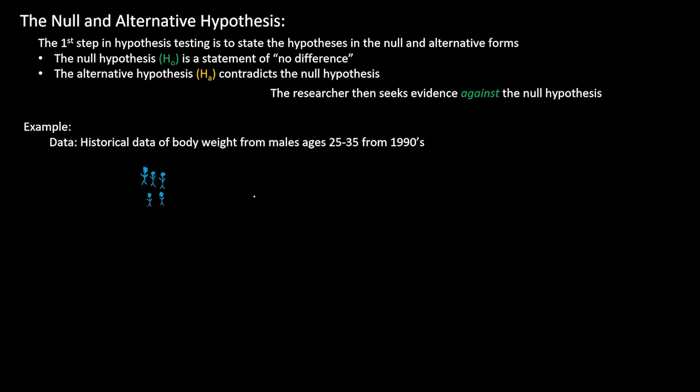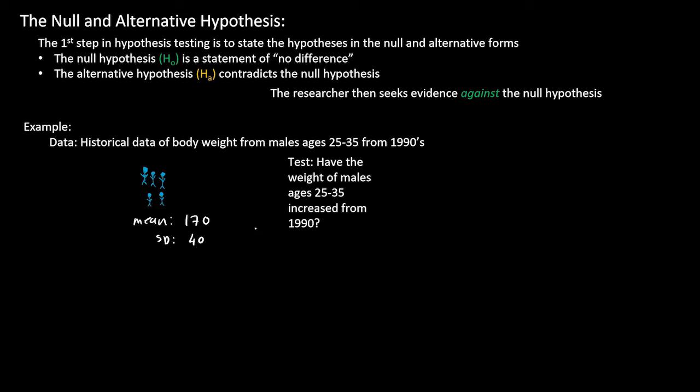Excuse my little drawing here, but this is historical data. Let's say we have this made-up historical data of body weight from men ranging from age 25 to 35, and they're from the 1990s. Say this data gives us a mean weight of 170, and the standard deviation is, say, 40 pounds.